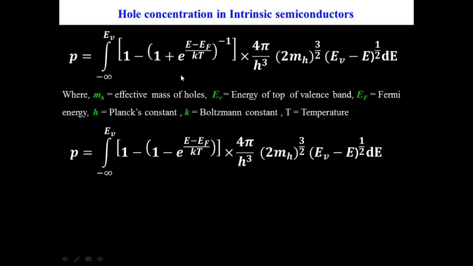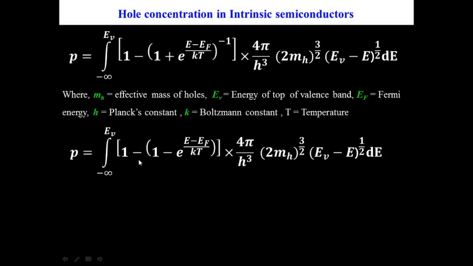So after expansion of this bracket term, 1 minus exponential of (E minus EF) by kT, into 4π/h³ (2 m_h)^(3/2) (EV minus E)^(1/2) dE. Okay, while expanding we have neglected the higher powers, the higher order terms. So in this expansion we will get 1 minus exponential of (E minus EF) by kT.